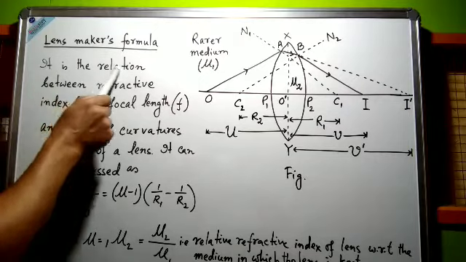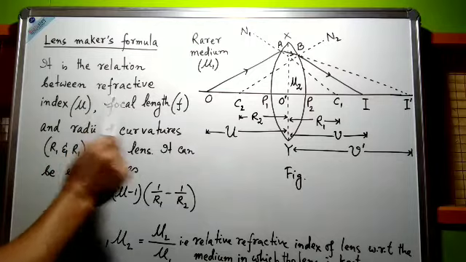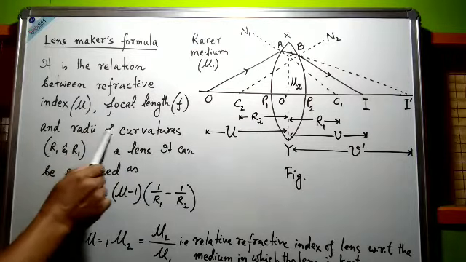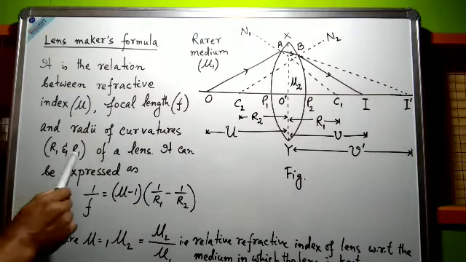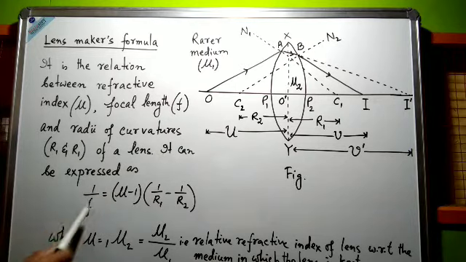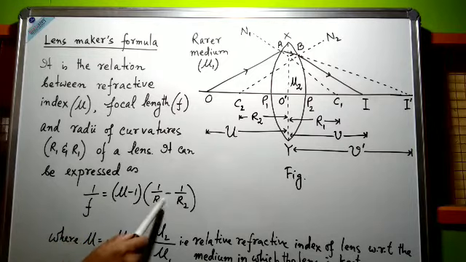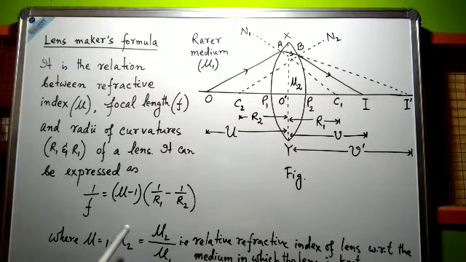It is the relation between refractive index mu, focal length f, and radii of curvature, that is R1 and R2, of a lens. It can be expressed as 1/f = (mu - 1)(1/R1 - 1/R2), where mu is the relative refractive index of the lens, that is mu2 with respect to the medium in which the lens is kept, that is mu1.